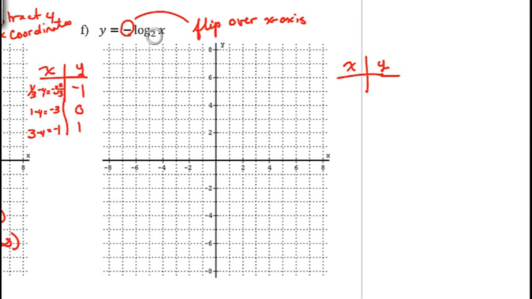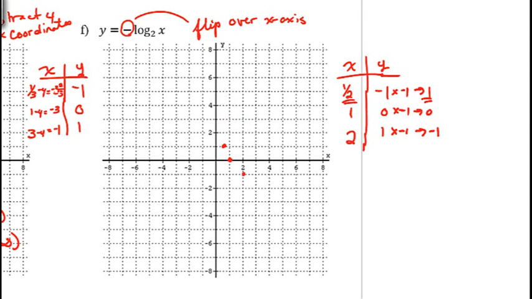And so this log has a base of 2. So the points that we would have would be negative 1, 0, 1, and this would be 1/2, 1, and 2. And what this is doing is flipping it over the x-axis, so we're really multiplying all of these by negative 1. And so the new points would be 1, 0, and negative 1. So we have the point 1/2, 1. And we have the point 1, 0. And we have the point 2, negative 1.